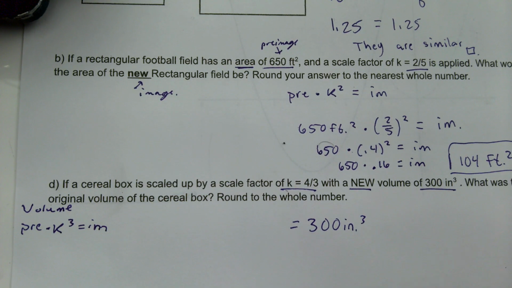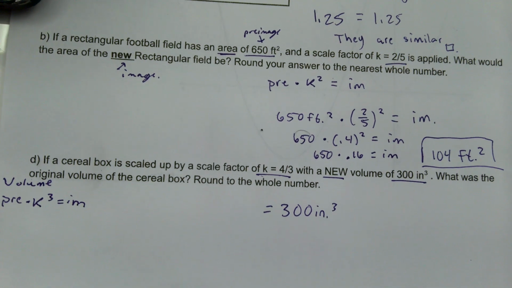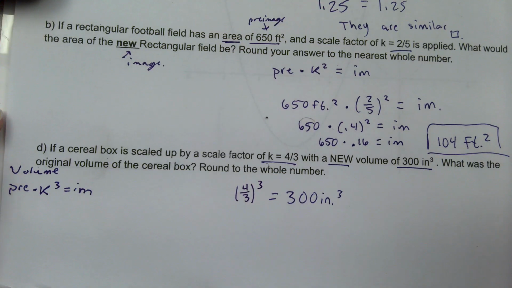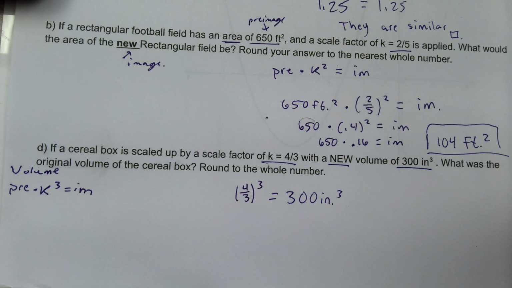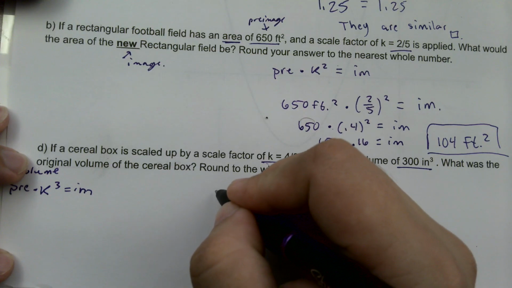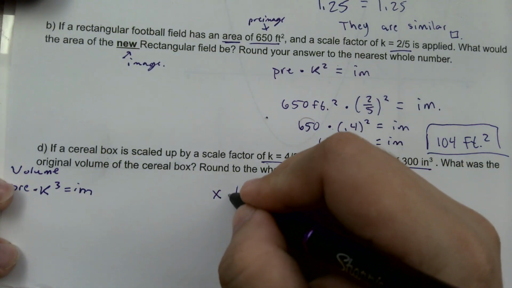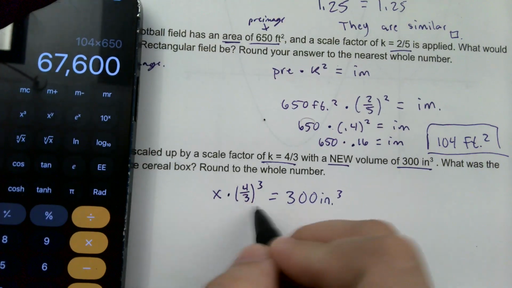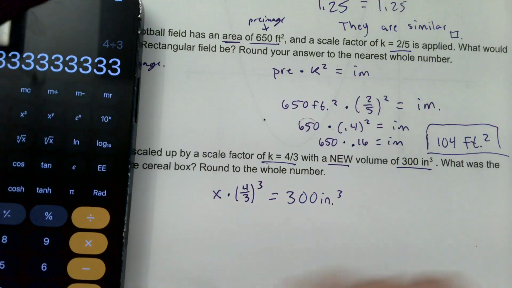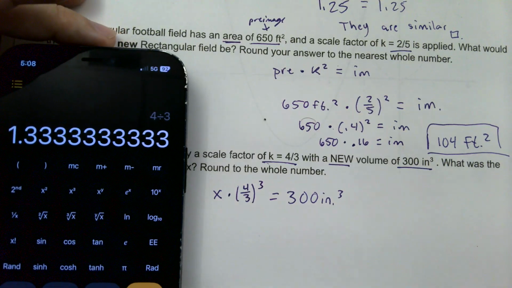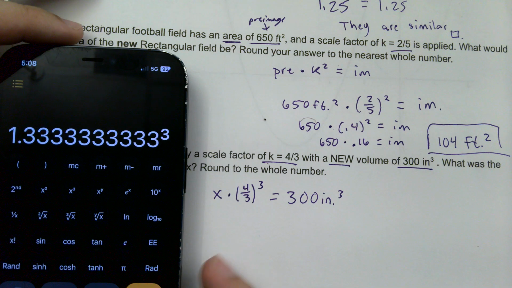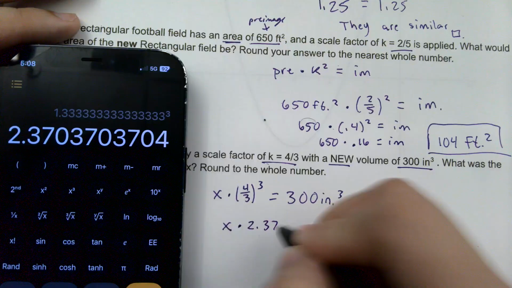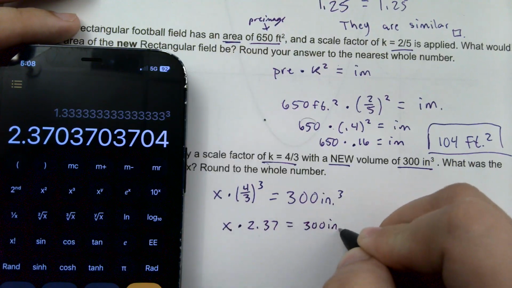So I don't know my pre-image. My scale factor is 4/3. And I don't know my pre-image. Therefore, I'm going to use a placeholder. Use x. x times 4/3 cubed equals 300 inches. First, I need to figure out what this is. So 4 divided by 3 is 1.33333. I'm going to cube it. So cubed. So I have x times 2.37 equals 300 inches cubed.